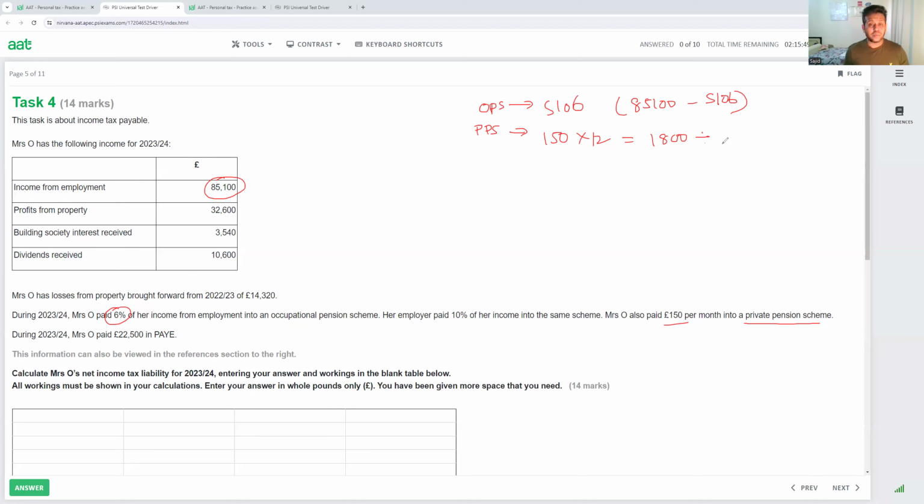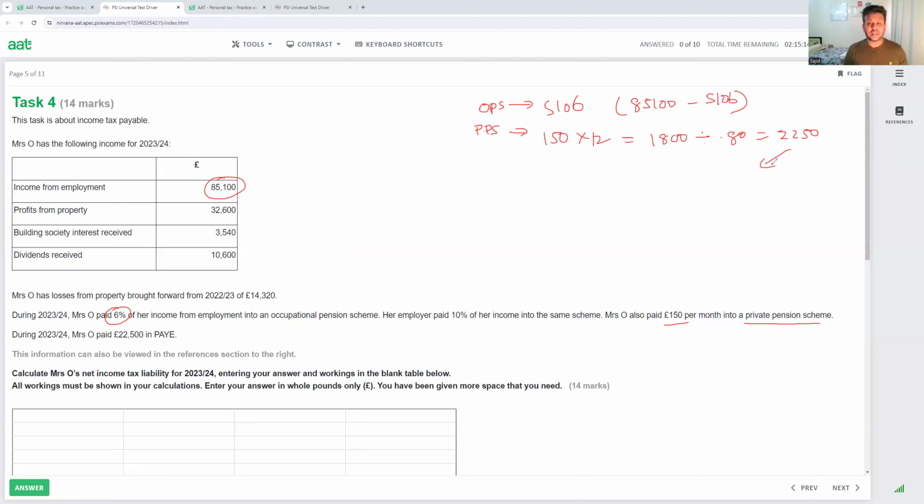The way you gross it up, we always think of the tax deducted at source, that is 20% tax. So we need to divide by 0.80. Sometimes some students divide by 80 and multiply by 100, which is still fine. But to save some time, you can always divide by 0.80. It will give you the same figure. So 1,800 divided by 0.8 gives me 2,250. So this 2,250 is the gross amount for the PPS. All we have to do is minus it from our total income.